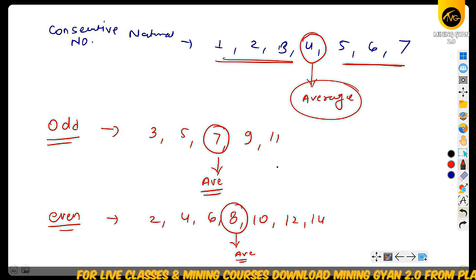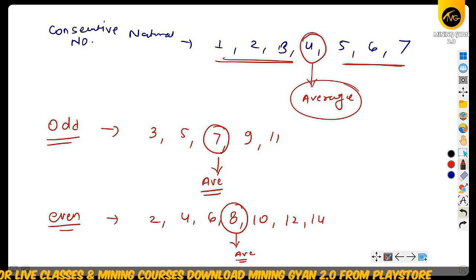So this is the answer for any number series. It may be natural numbers, odd numbers, even numbers. So we can find out the mid number and you will get the average of those numbers.